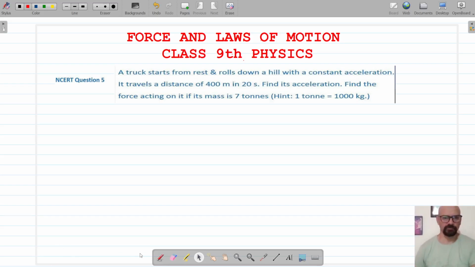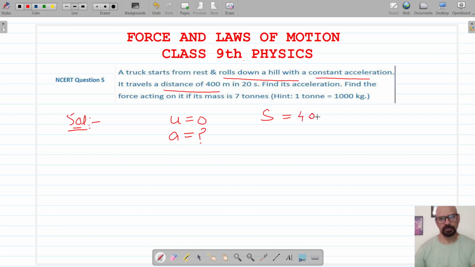We are about to start with the numericals of force and laws of motion for class 9th. For this question, it's given that a truck starts from rest. So whenever an object starts from rest, initial velocity has to be 0. And it rolls down a hill with constant acceleration, which is not known. So let's put a question mark. And the distance s is equal to 400 meter, and time is 30 seconds. We have to find the acceleration.